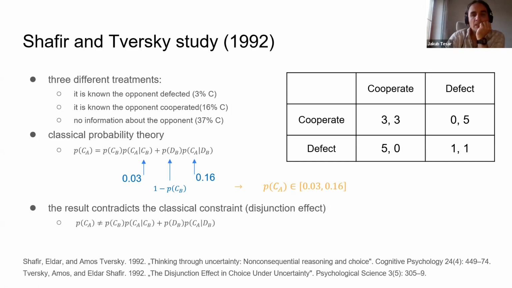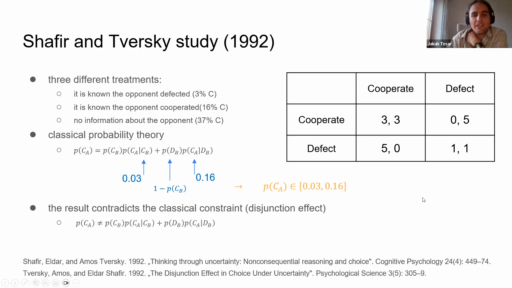And this is clearly not the result from the experiment. So it seems that the result contradicts the classical constraint, and it's called the disjunction effect, and it's something that Joyce and Emmanuel and others have talked about in their lectures at the bootcamp. But I just introduced it here because it's directly in the game theory context. So we see that something is happening there.